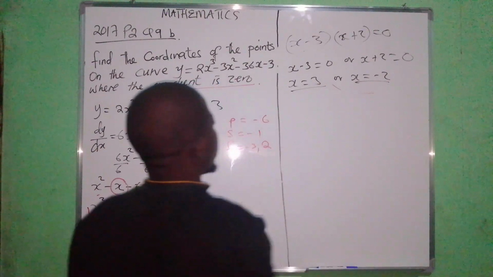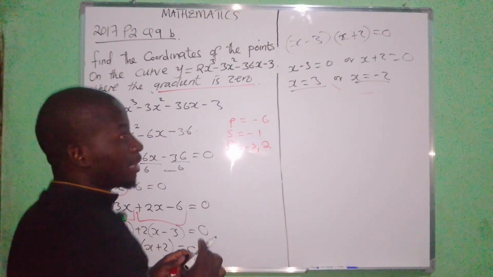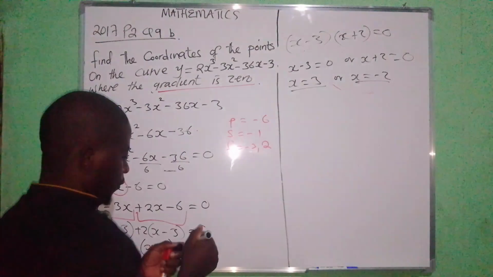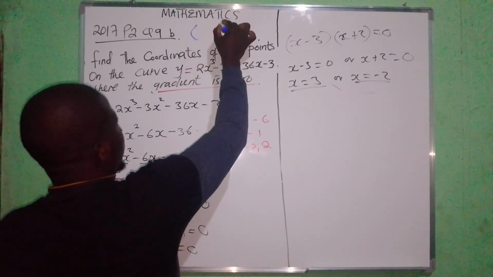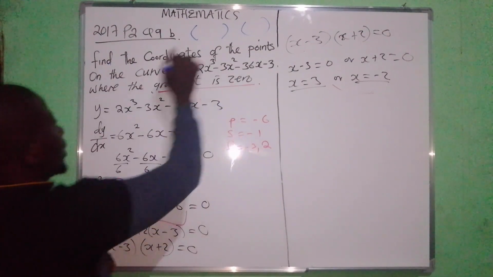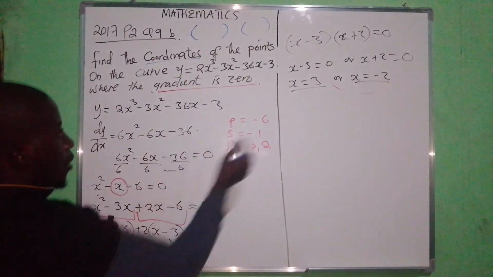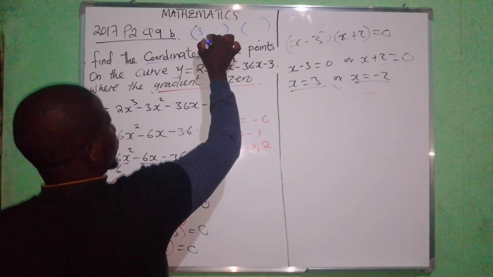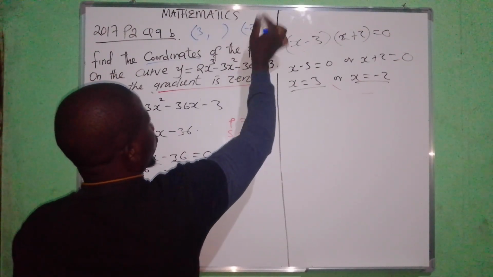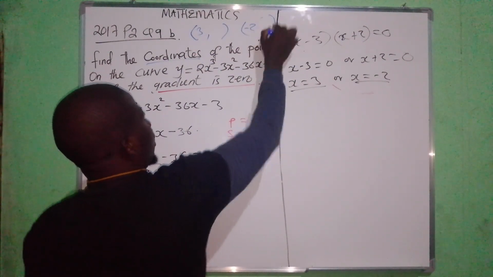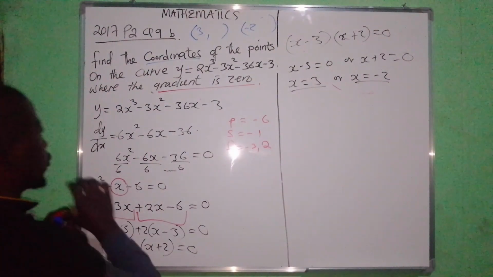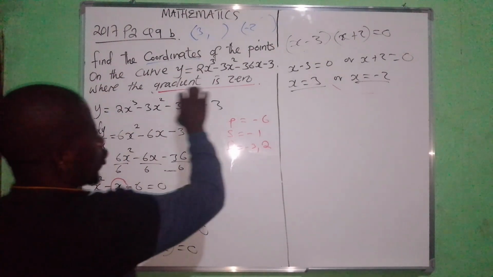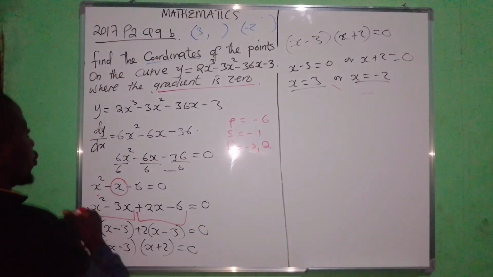So these were the x values in the pairs of coordinates. They want us to find the pairs. They want us to find what? The coordinates. So, we now have 3 with the one we are going to find, and we have negative 2 with what we are going to find to the other end. How do we find now the coordinates of y? This is why you go back to the original equation.